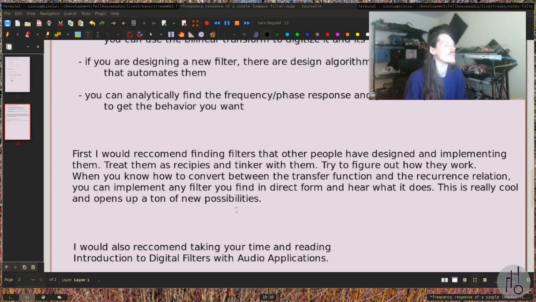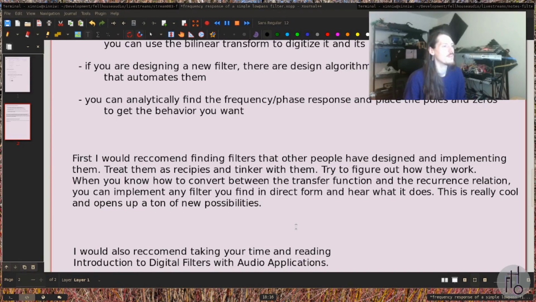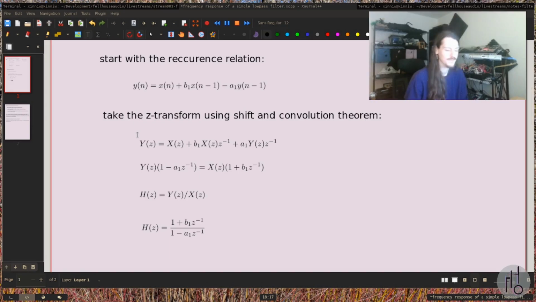So yeah, I would recommend Julius's book, obviously, and I would recommend downloading some digital audio effects papers. That's a great conference. Find some filters out there and just treat them as recipes. Don't try to understand them at first. I would say go ahead and cook a couple of them and see how they taste. Run some noise through them, run your guitar through them, see how it sounds, try to figure out how they work. Because at least for my brain, without doing that first, it's kind of hard to understand the motivation for this stuff.